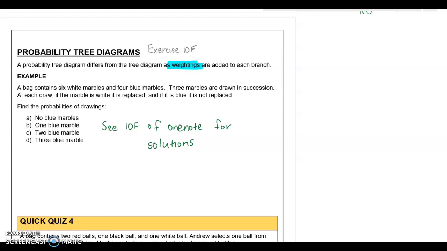This relates to exercise 10F in our textbook. For all of the questions in here, we're going to attempt to draw the tree diagram wherever we possibly can. We'll be working from the booklet.